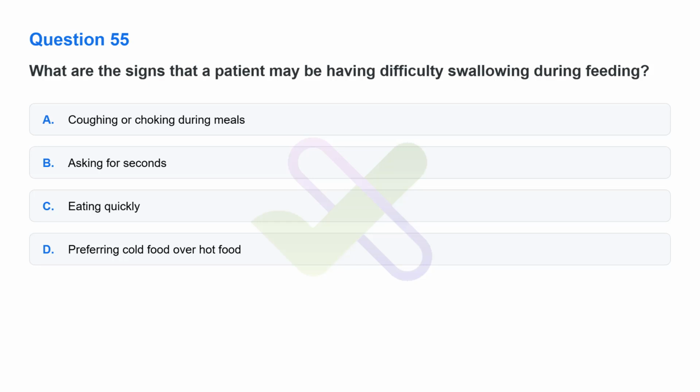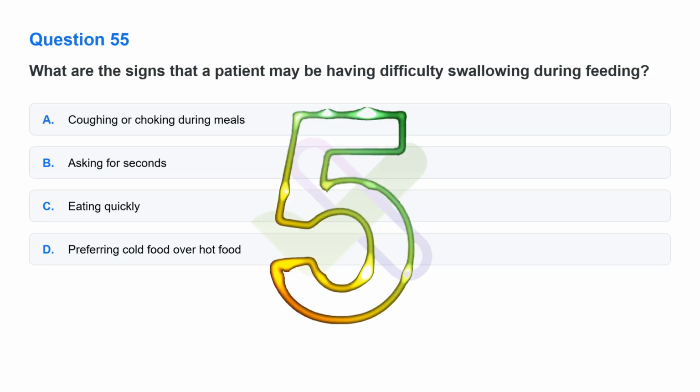What are the signs that a patient may be having difficulty swallowing during feeding? A. Coughing or choking during meals. B. Asking for seconds. C. Eating quickly. D. Preferring cold food over hot food.